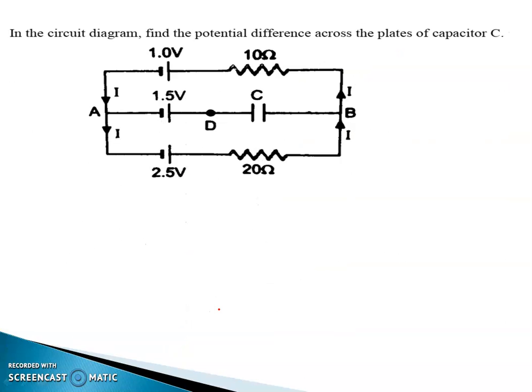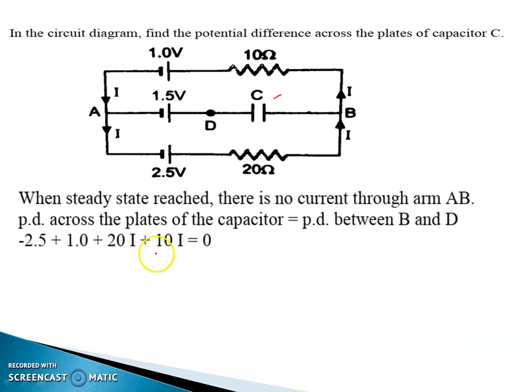Now next question: in the circuit diagram, find the potential difference across the plates of the capacitor. Now this is the capacitor. Student, you know that a capacitor always blocks the DC. ये ब्लॉक कर देता है DC को, तो there will be no current. तो करंट किधर से जा रही है? इधर से, I. There will be no current in the middle branch. ठीक है? तो आप इसको सॉल्व कैसे करेंगे?